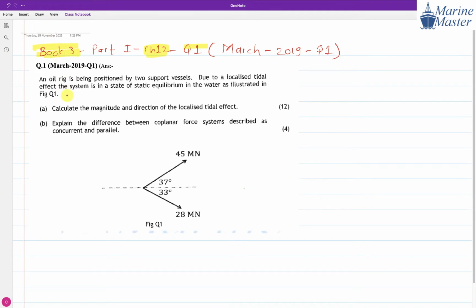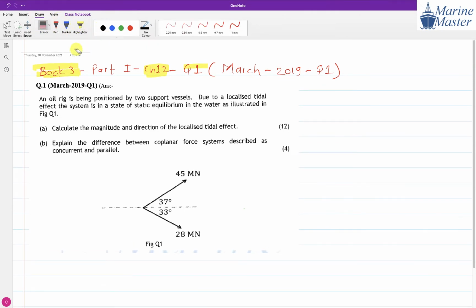Now we are going to see a question from Book 3, Part 1, Chapter 12, Question 1. It is from the March 2019 exam, question 1. Please read this question carefully. Try to read the question a minimum of 2 times. Now, how are we going to approach this question? Try to see the scenario.